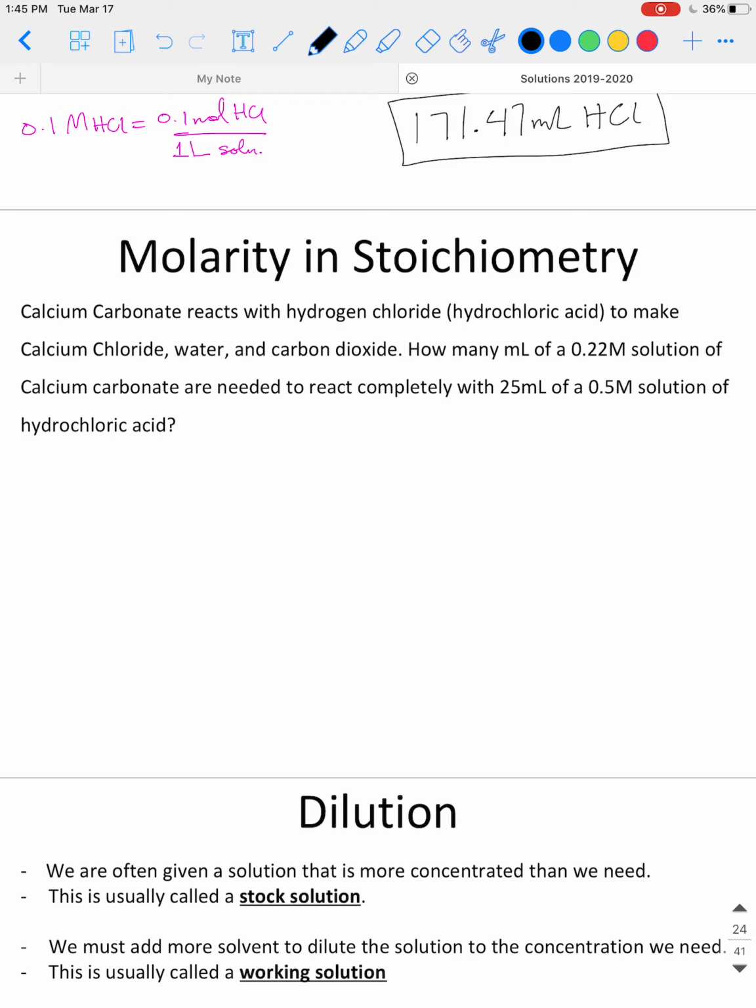So the problem reads, calcium carbonate reacts with hydrogen chloride, hydrochloric acid, to make calcium chloride, water, and carbon dioxide. How many milliliters of a 0.22 molar solution of calcium carbonate are needed to react completely with 25 milliliters of a 0.5 molar solution of hydrochloric acid?